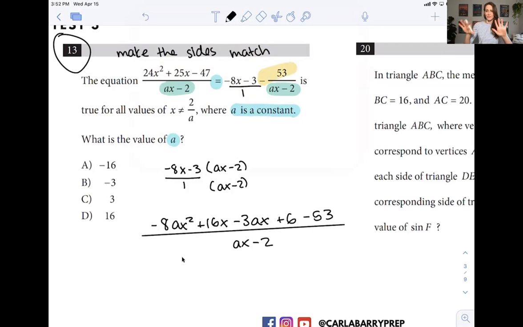Now, after I've made the sides match, I can just zoom in on the part that I need. So I can see here that negative 8ax squared would have to be equal to 24x squared. So I can say that 24x squared equals negative 8ax squared. Cancel my x squareds on both sides. Divide both sides by negative 8. Oops, negative 8ax squared. Let me put that in. So then I would get negative 3 equals a.